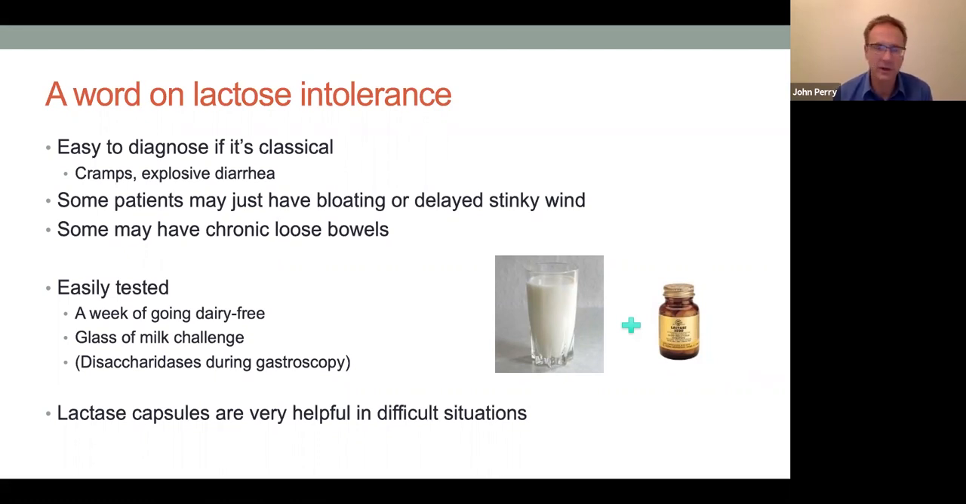So you can try the glass of milk challenge, cause the symptoms. You can do the same glass of milk challenge with the lactase capsule and prove that it blocks it. It doesn't mean you need to use them all the time. Obviously, you can solve this problem by limiting your dairy. It's not an allergy. It's the physiology, and really small amounts of lactose won't cause it. Bigger hits will. Big latte will.